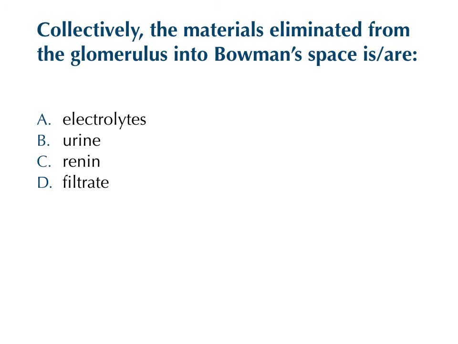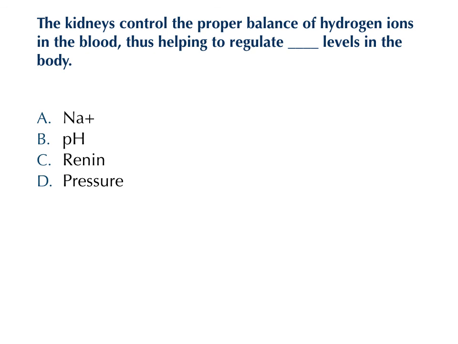Collectively, the materials eliminated from the glomerulus into Bowman's space is or are what? Electrolytes, urine, renin, or filtrate? And it's really between 2, and it's just to refine your knowledge here. And it is the filtrate. It is not yet urine, okay? It's urine when it makes the point of being eliminated through the collecting ducts. At this point, it is simply filtrate. We haven't gotten to forming that yet, but we did go over this part that it's the filtrate that is in Bowman's space. And so our next lecture, we're going to go over the formation of urine, of which forming the filtrate is the initial part.